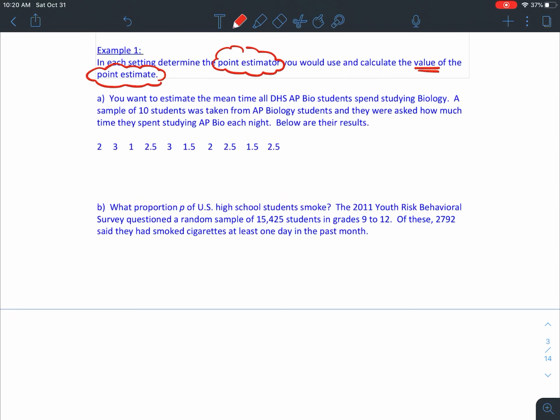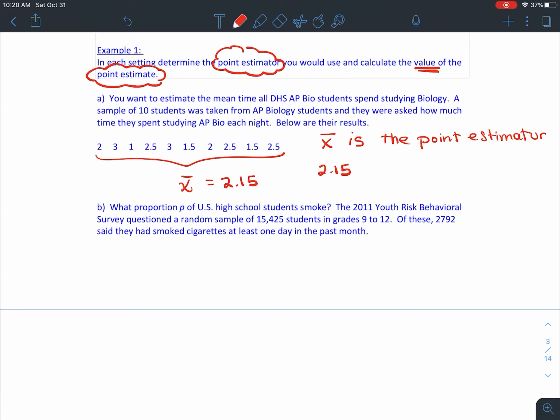There were two questions here. They wanted us to determine the point estimator that we are using. If we're looking for how much time they are spending, we would be finding the sample mean from this sample. So x bar is the point estimator. Then if we add these up and divide by 10, the actual value for x bar is 2.15. 2.15 hours is what we would call the point estimate. The point estimate is the value; the estimator is the statistic. Here they were asking us to find the mean time.